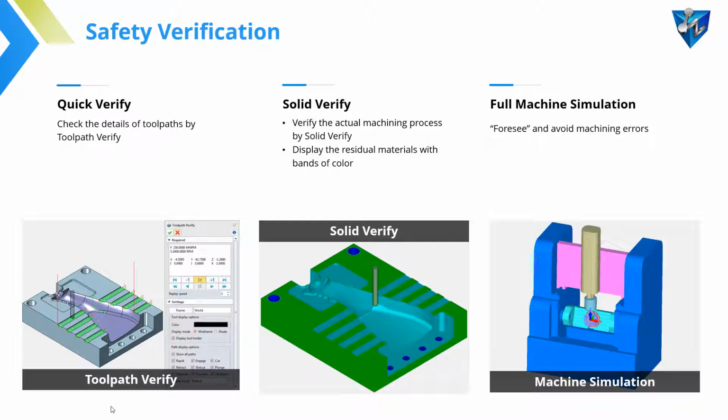In ZW3D CAM, it provides quick verify and solid verify. Quick verify can check the details of the toolpath. Solid verify is used to verify the actual machining process. If your customer has higher safety requirements, they can go to the full machine simulation, which enables users to foresee and avoid machining errors. These multiple verifications are provided to ensure the safety of machining.